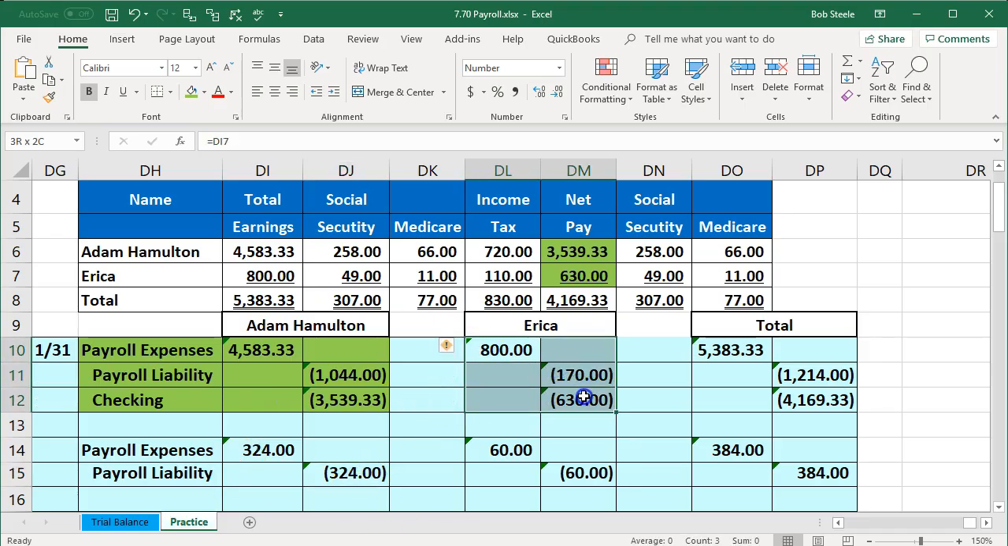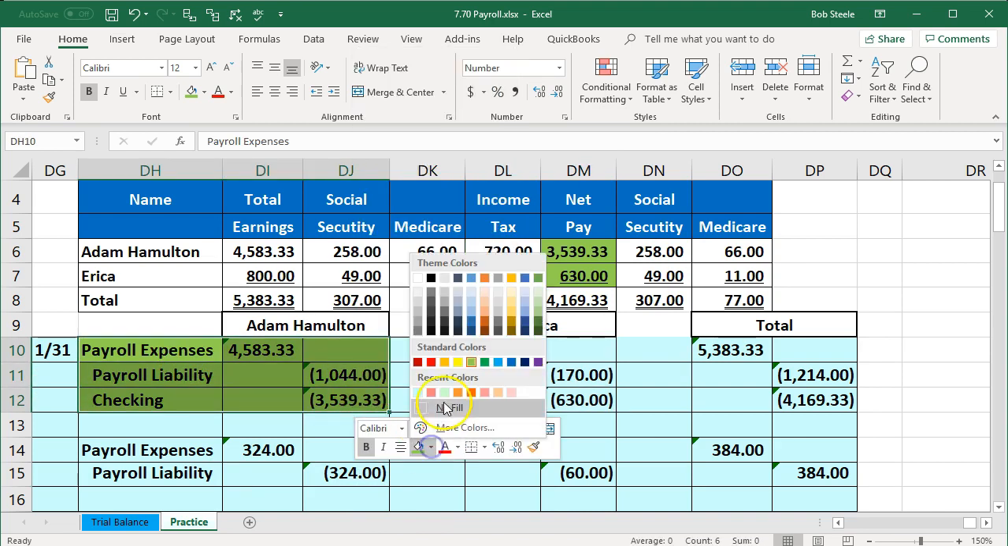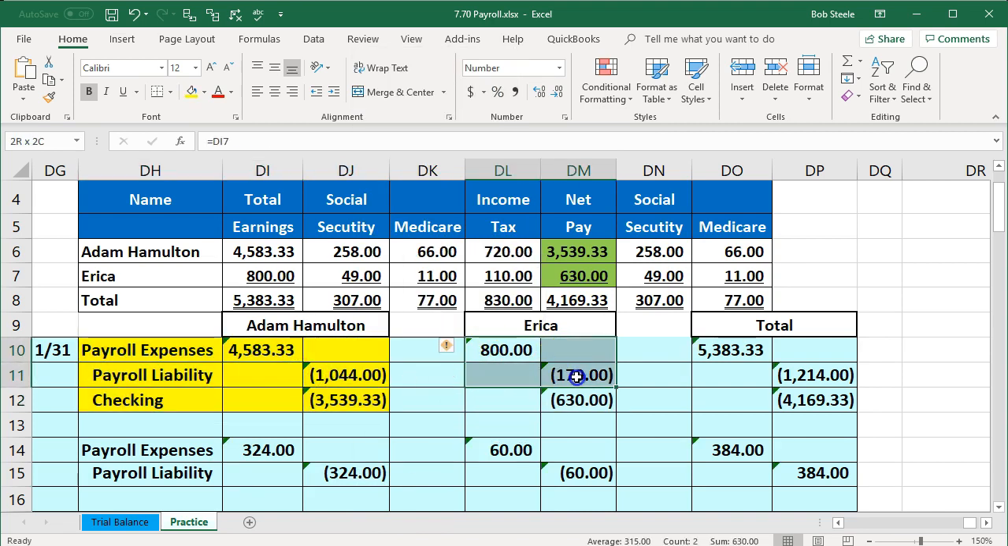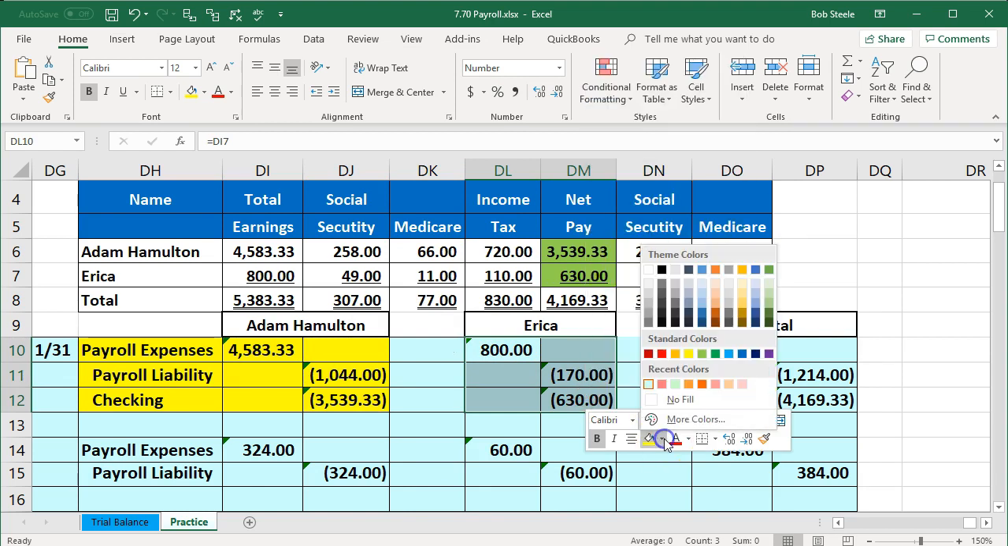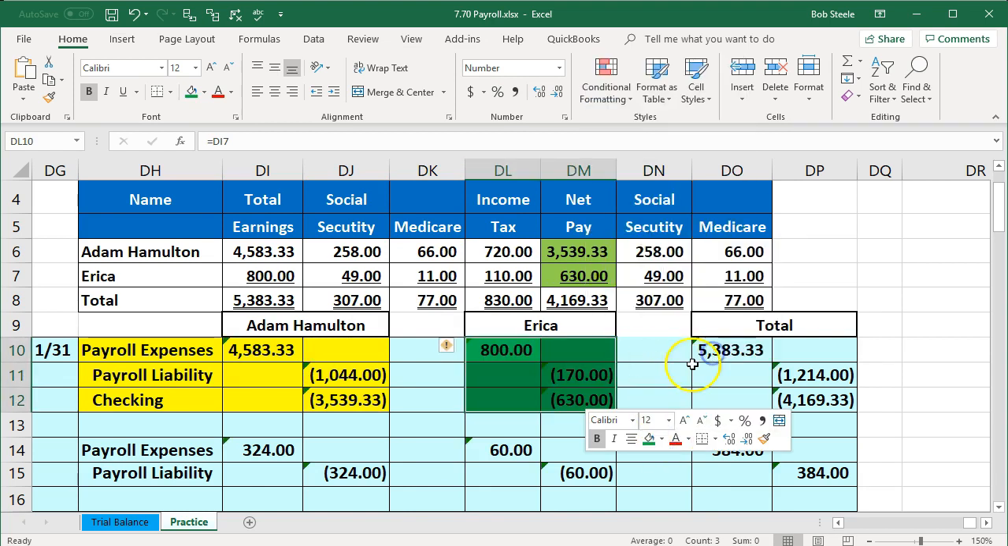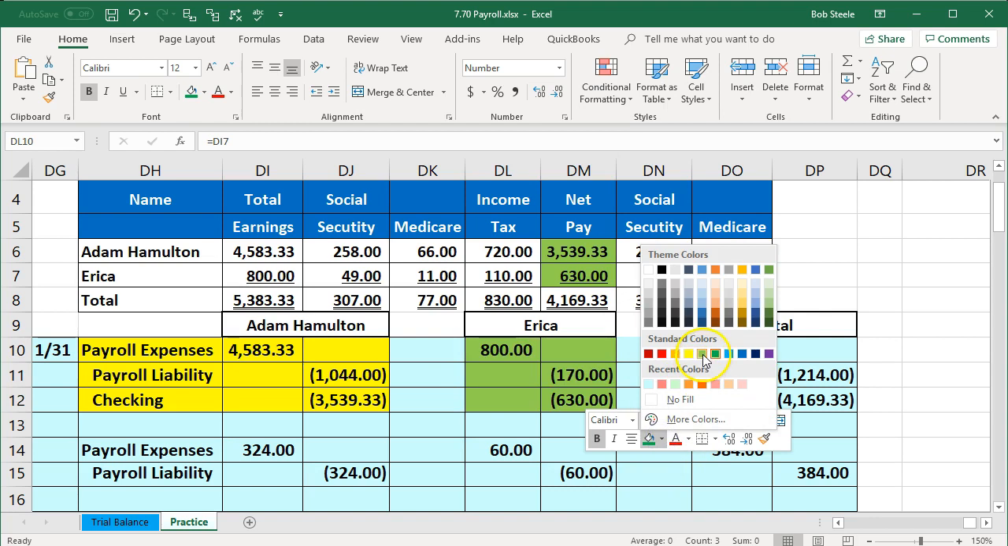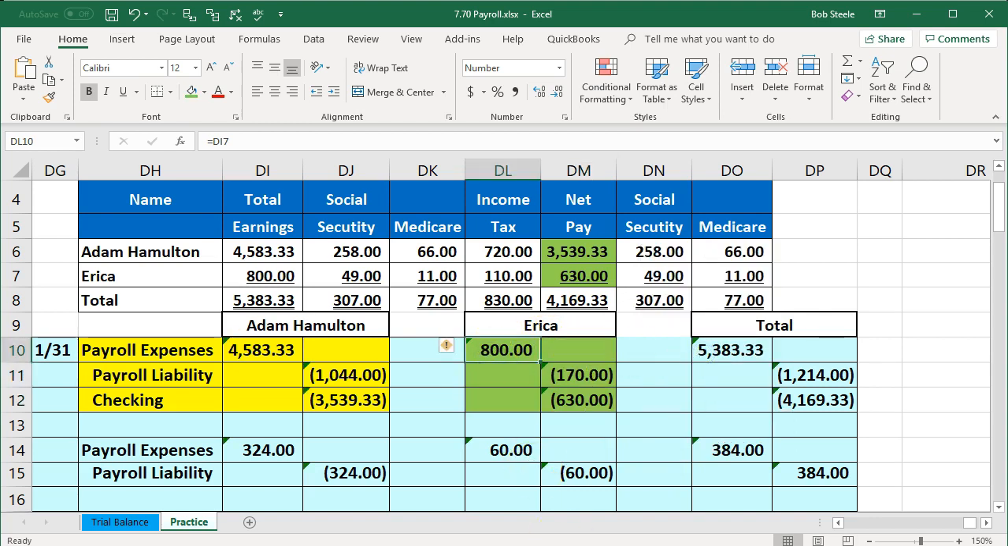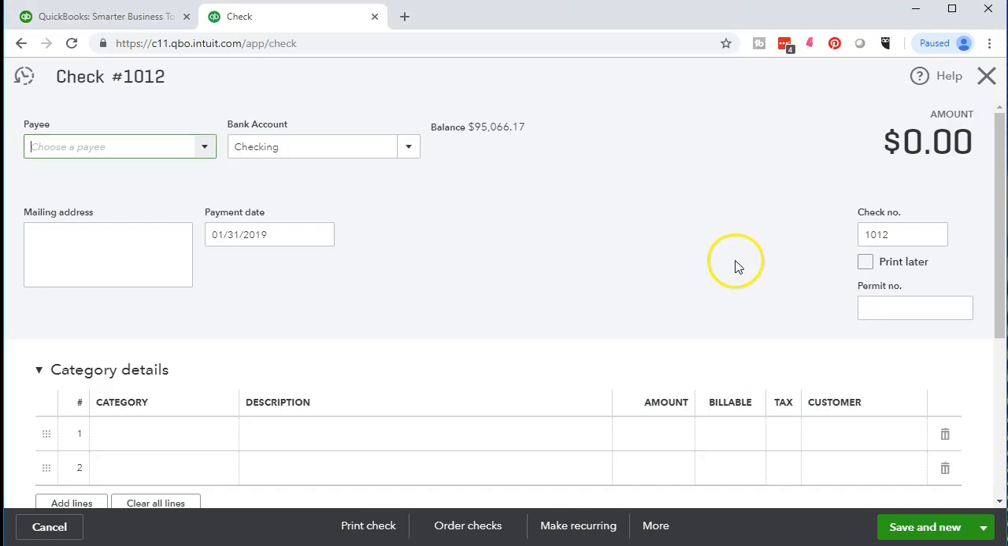That's going to be for Erica. So we'll enter this information. I'll say that this has now been done. I'll make it yellow. And now we're working on this one. I'll make that the green one. That's the one we're on. Let's make it this green. So we're going to have the payroll expense, same kind of process. So we have another check, and this is going to be for Erica Robertson.